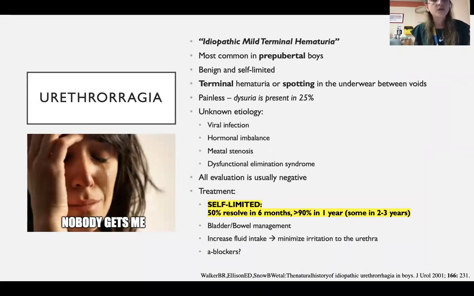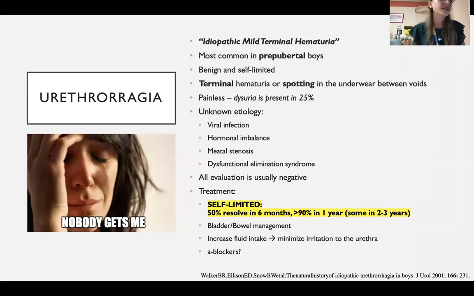Then moving on to urethrorrhagia. This is a very important one because it's the one that very few people know about and that we get called about a lot. So urethrorrhagia, or idiopathic mild terminal hematuria, is another frequent cause of gross hematuria in children, and it's commonly missed.